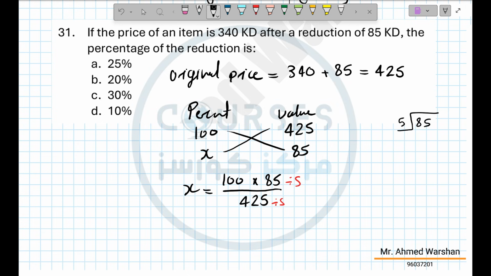So 8 has 1 5, so that's 5, subtracts the 3. 35 divided by 5, that's 7, which is 35. So this is gonna be 100 times 17 over 425 divided by 5. We also need to do that as long division.